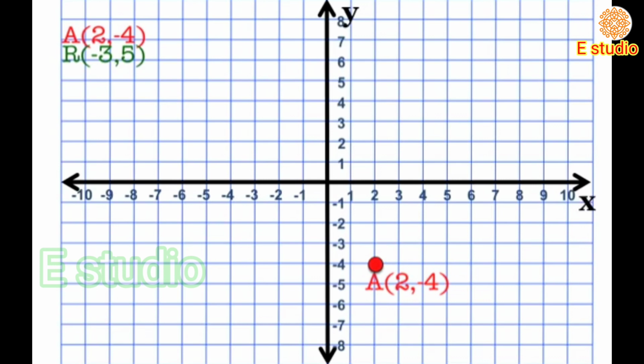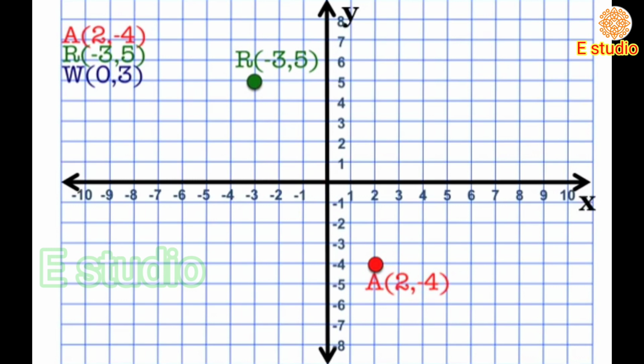How about R at -3, 5? Same exact way. We start at the origin, then we go 3 to the left, and then 5 up, and then we plot our point. And that's the point R at -3, 5.